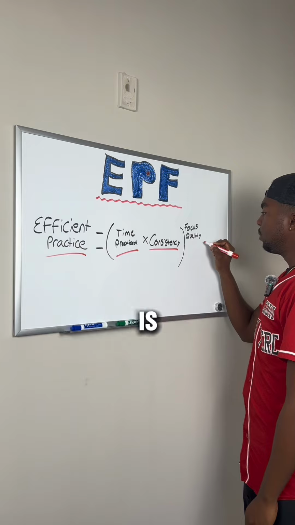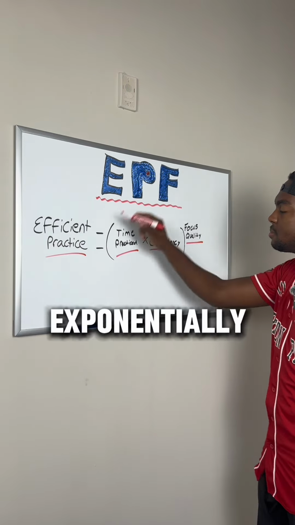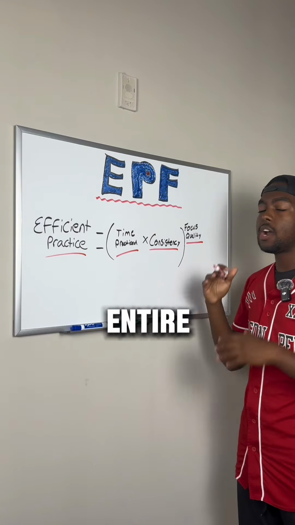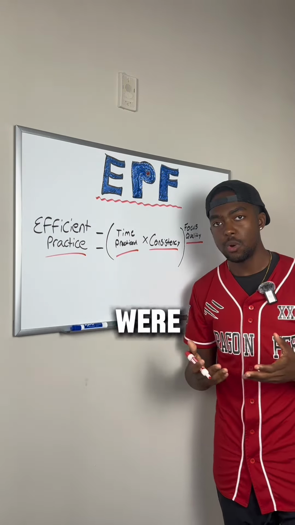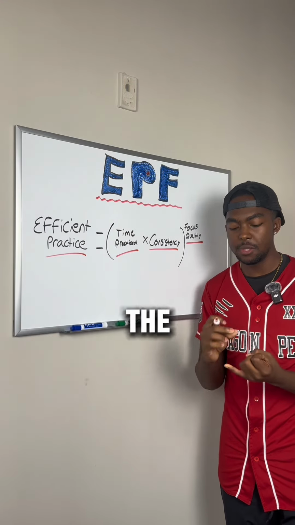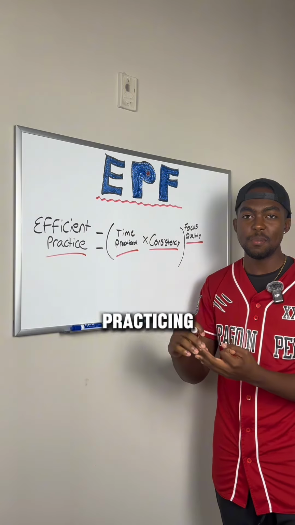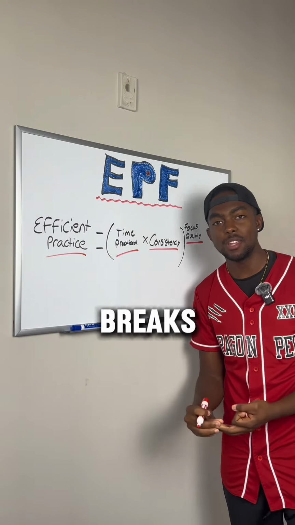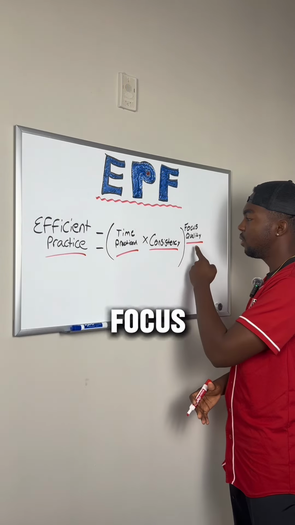The last variable is your focus quality. And the reason this one is so important is because it exponentially increases the results of the entire equation. Focus quality simply represents how focused you were during your practice. So were you constantly getting distracted by your phone? Did the practice session have a clear goal in mind? Were you just sitting there practicing random hard snare breaks for hours and hours, right? Depending on what you're doing, that's gonna affect your focus quality.